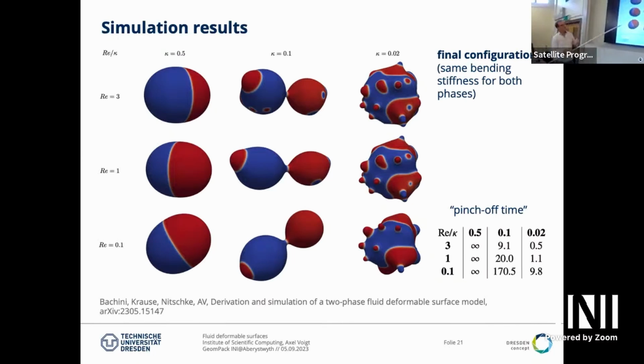But if you look at inertia effects, you don't see too much of a difference. However, if you look at the time where this pinch-off would happen, then you see a drastic difference. It changes by orders of magnitude. So inertia enhances this evolution.